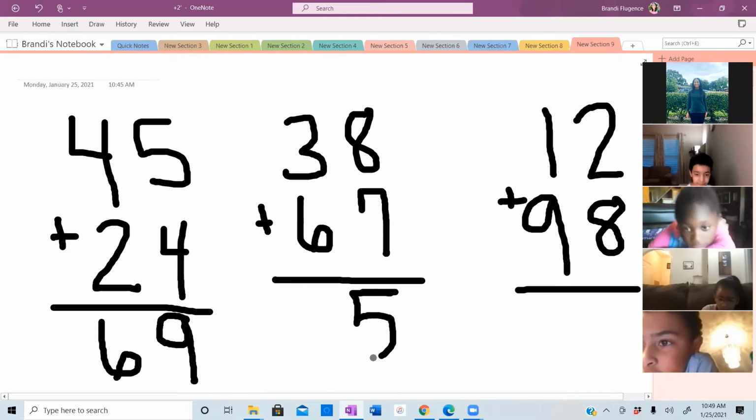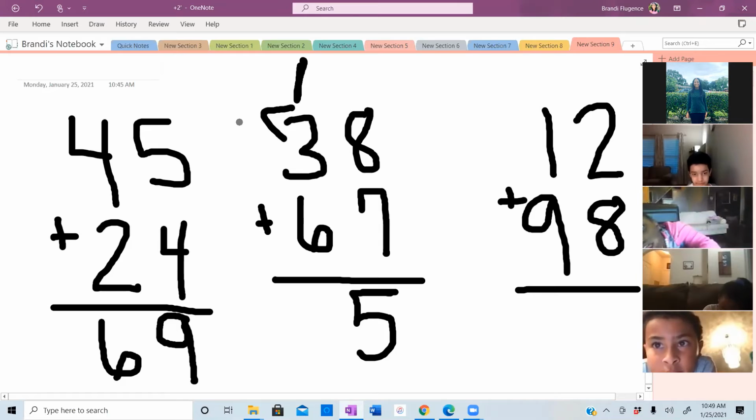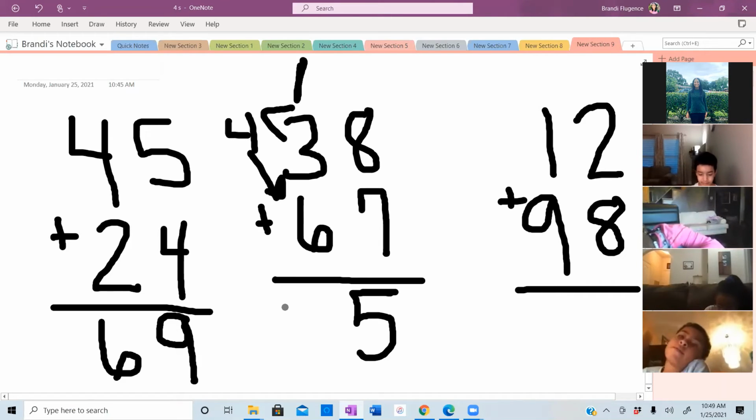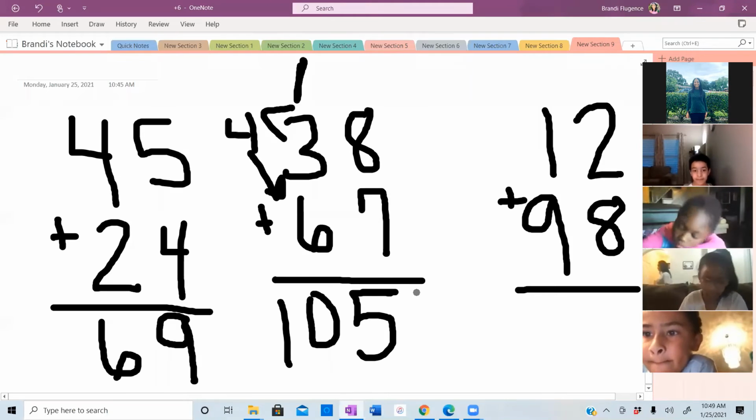I put the 5. Where do I put my 1? At the top. Good. To make 15. Yeah. So 1 plus 3 is 4. Good. And 6 is 10. Good. So 105. Now this was regular numbers, so you could have just put 105.